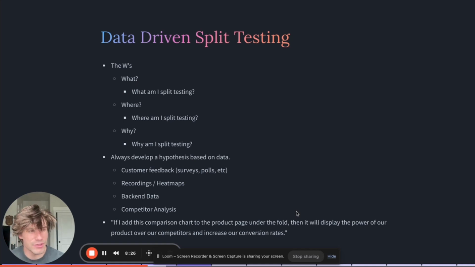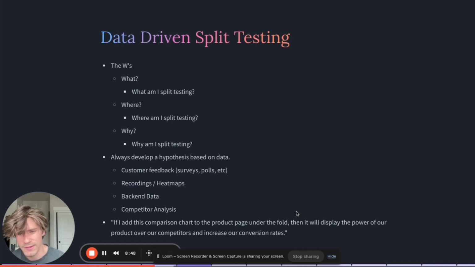Now, I'd say the average person, if you spend time and really hone this in, can still probably get to a 50 or 60% win rate, which is huge. It's just incredible. But you want to make sure you spend the most time on this piece. Okay. So when you're coming up with a split test, you want to ask yourself, I know it's the 5 W's that we learn in elementary school, but for split testing, it's the 3 W's. So it's what, where, and why.